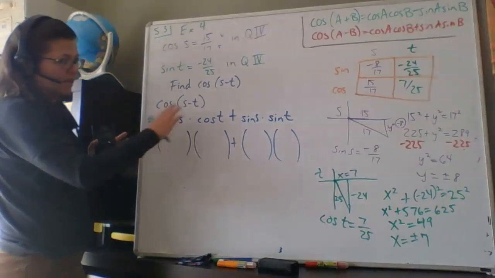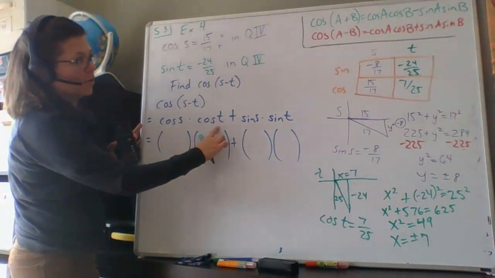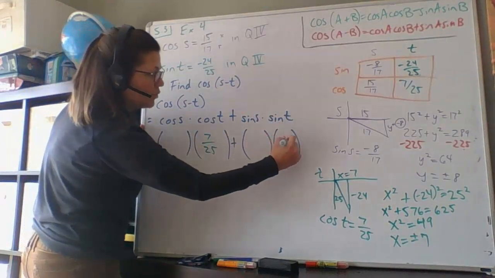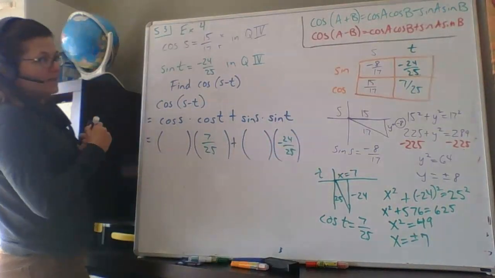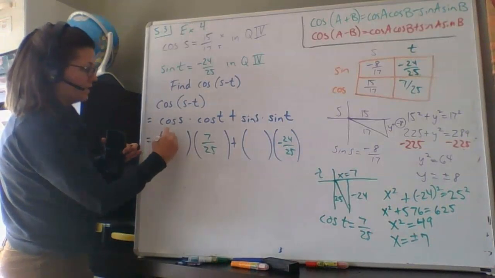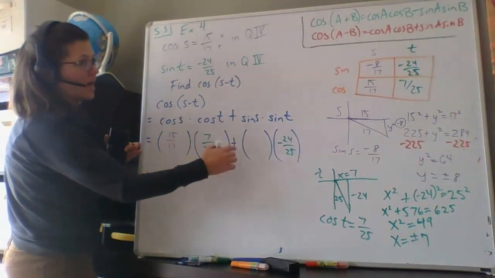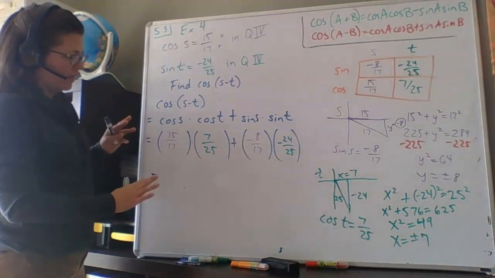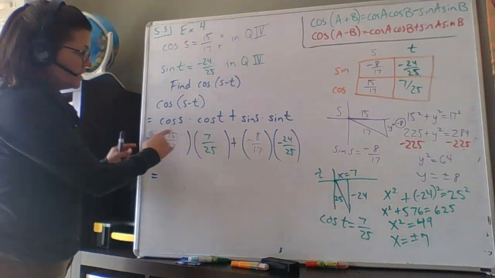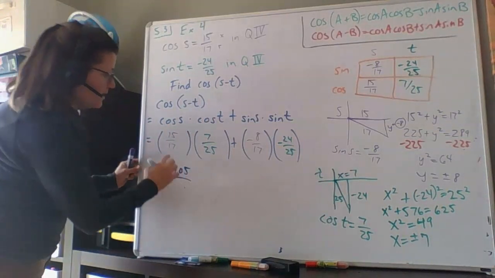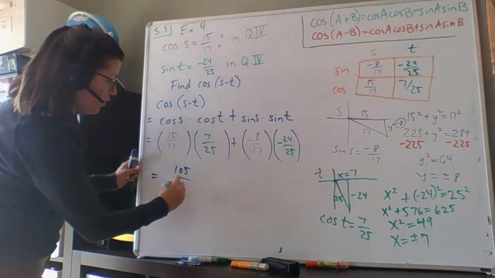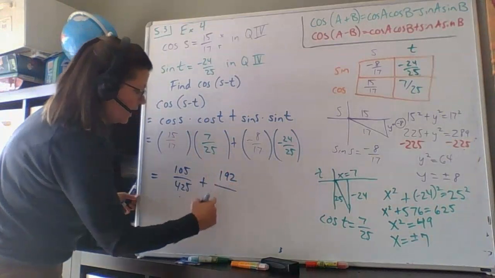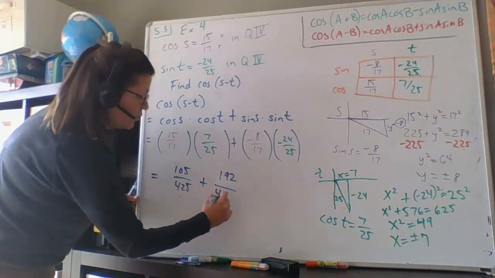Now we are ready to plug in the values. For T, we have cosine is 7/25, sine of T is -24/25. For S, we have cosine is 15/17, and sine is -8/17. Because these numbers are larger, I don't mind if you use a calculator. 15 times 7 is 105. 17 times 25 is 425. 8 times 24 is 192. And again, 17 times 25 is 425.